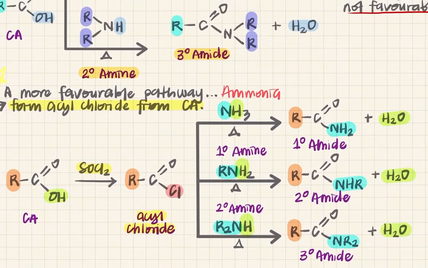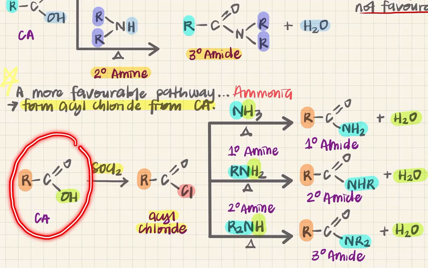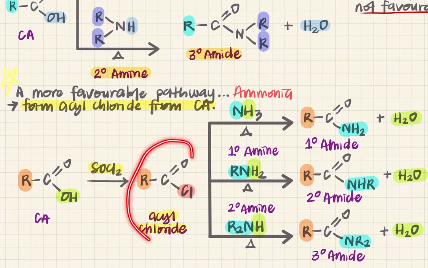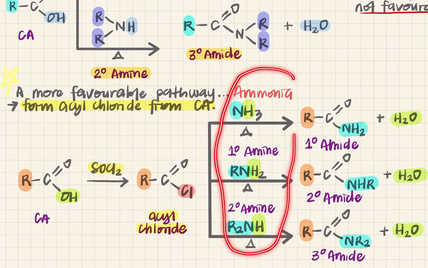So instead of using your carboxylic acid directly, you form acyl chloride from your carboxylic acid. So start daripada carboxylic acid. First you change it to acyl chloride by reacting with SOCl2 ke PCl5 ke PCl3 kan. So gantikan OH ni dengan Cl. Okay, dah dapat acyl chloride. And then you can react lah dengan your ammonia dengan amine derivatives.